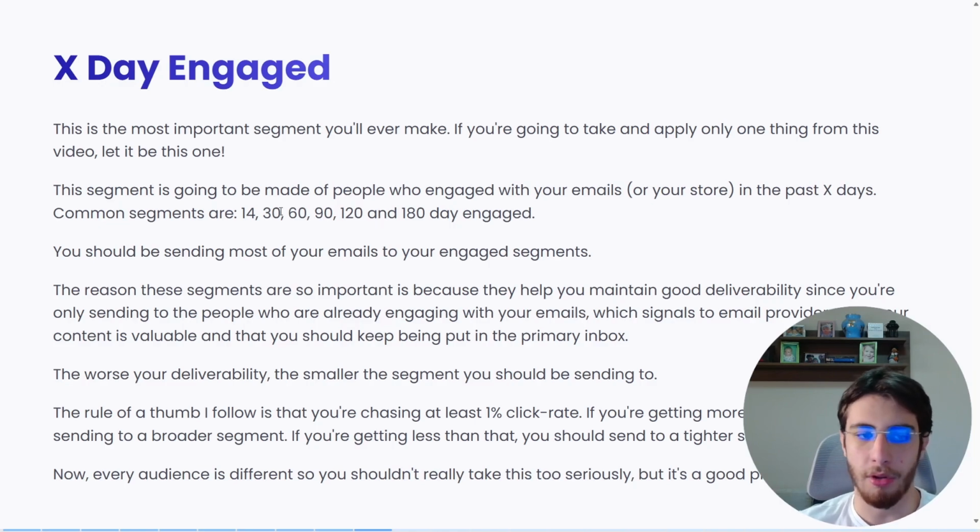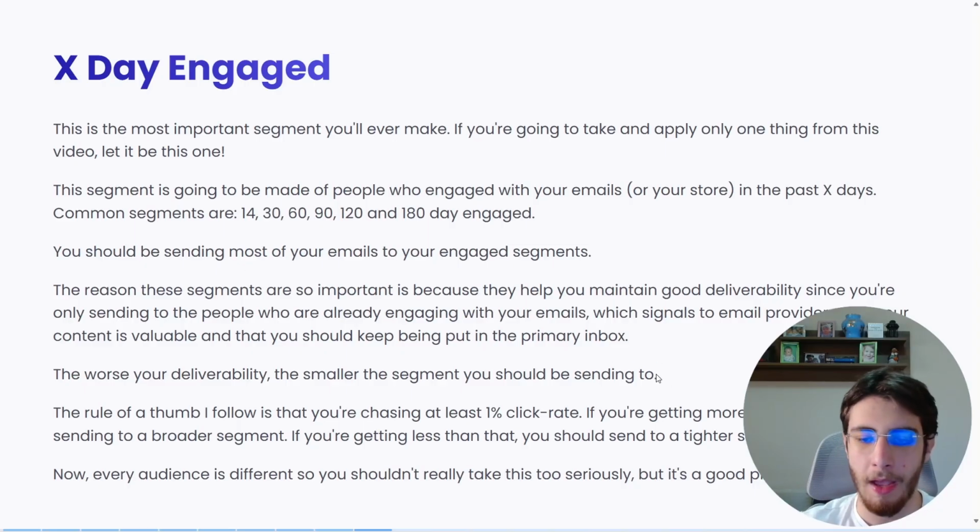Which one exactly is going to depend. I'm going to explain to you why in a second. The reason these segments are so important is because they help you maintain good deliverability, as I explained a minute ago, since you're only sending to the people who are already engaging with your emails, which signals to email providers that your content is valuable and that you should keep being put in the primary inbox, just like I said. The worse your deliverability, the smaller the segment you should be sending to.